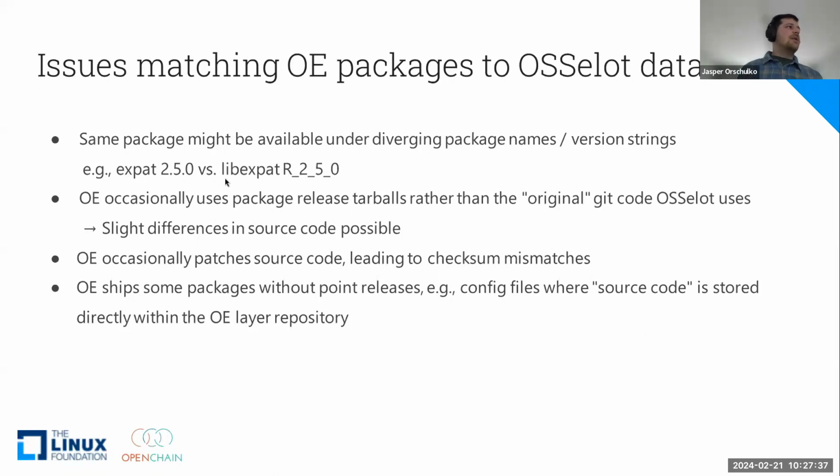Another issue we run into is that OpenEmbedded will ship some software that doesn't include a point release. Basically, config files that are source code stored within the layer repository itself. You see that quite a lot with some config files for existing open source software. If OpenEmbedded wants to ship a default config, for example, it might contain code that is relevant for license compliance. But since we don't have a point release, it's quite hard to get this information into OSSelot. So that's something we also have to figure out at some point.